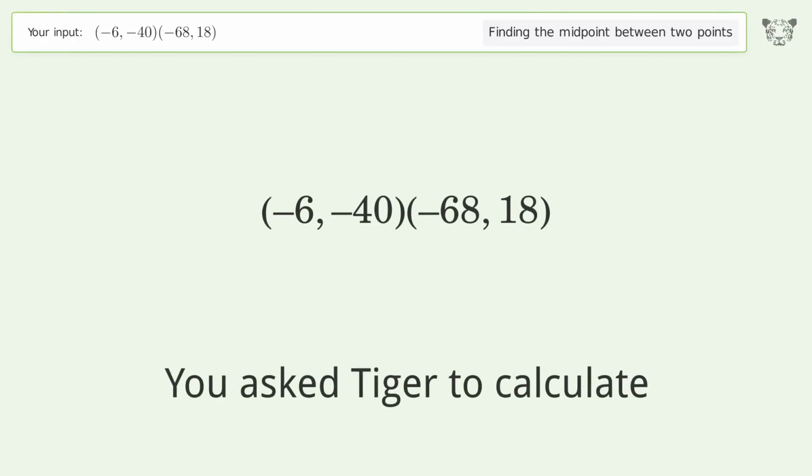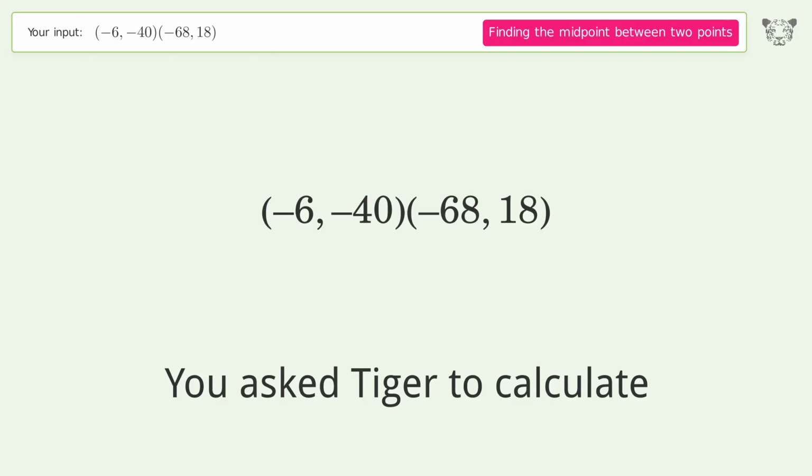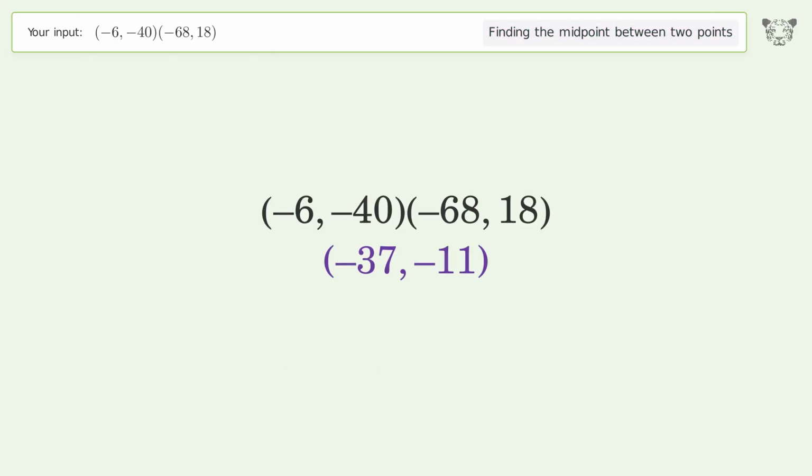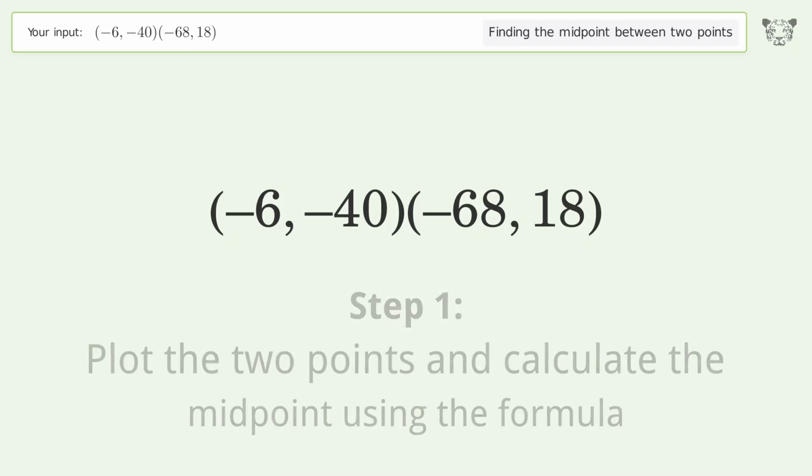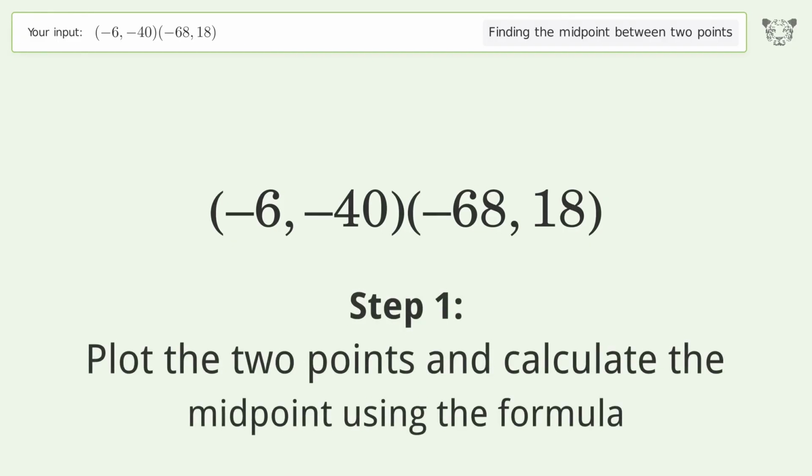You ask Tiger to calculate. This deals with finding the midpoint between 2 points. The midpoint between the 2 points is -37, -11. Let's solve it step by step. Plot the 2 points and calculate the midpoint using the formula.